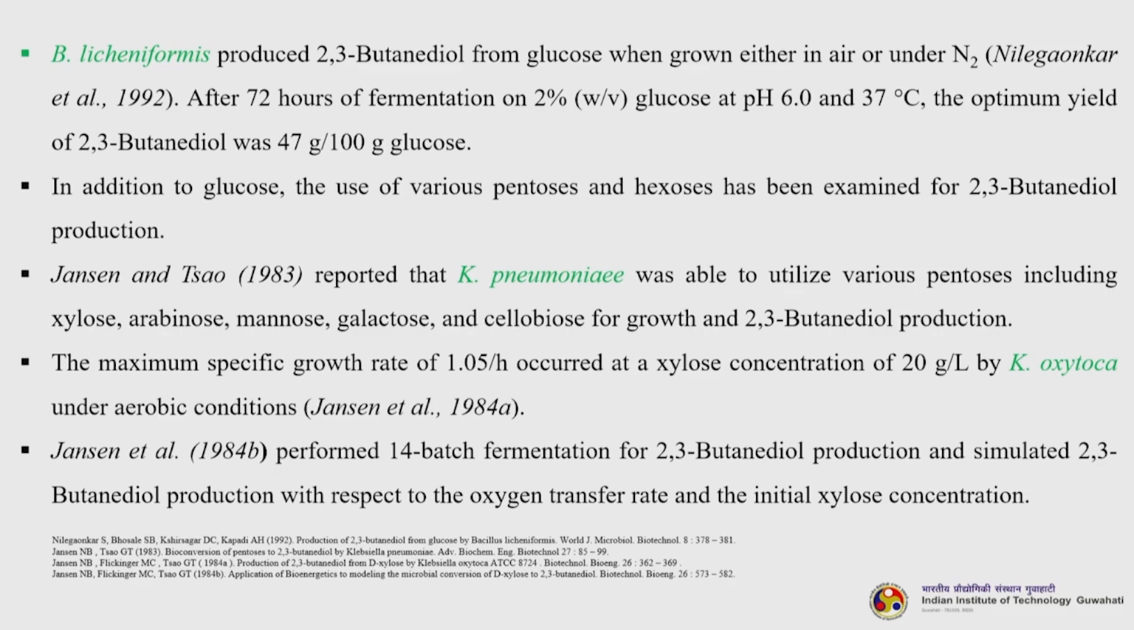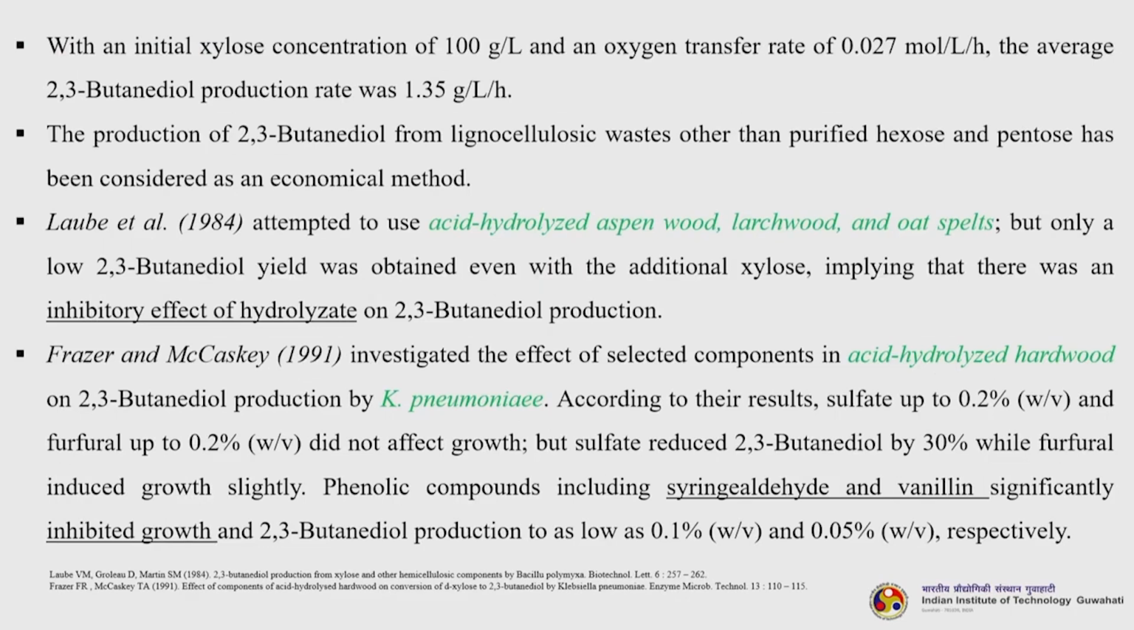The maximum specific growth rate of 1.05 per hour occurred at a xylose concentration of 20 grams per liter by Klebsiella oxytoca under aerobic conditions. Janssen et al. performed a 14 batch fermentation for 2,3-butanediol production and simulated production with respect to the oxygen transport rate and initial xylose concentration. With an initial xylose concentration of 100 grams per liter and an oxygen transport rate of 0.027 mole per liter per hour, the average 2,3-butanediol production rate was 1.35 grams per liter per hour.